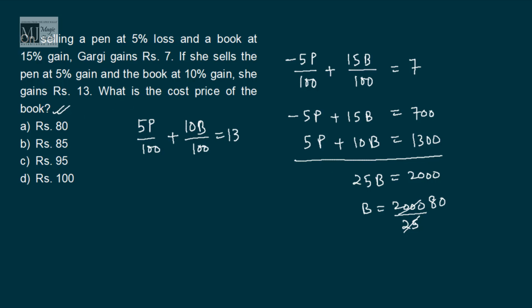Now what is asked? What is the cost price of the book? Okay, brilliant. We have the answer. Cost price of the book is rupees 80. Option A fits in.